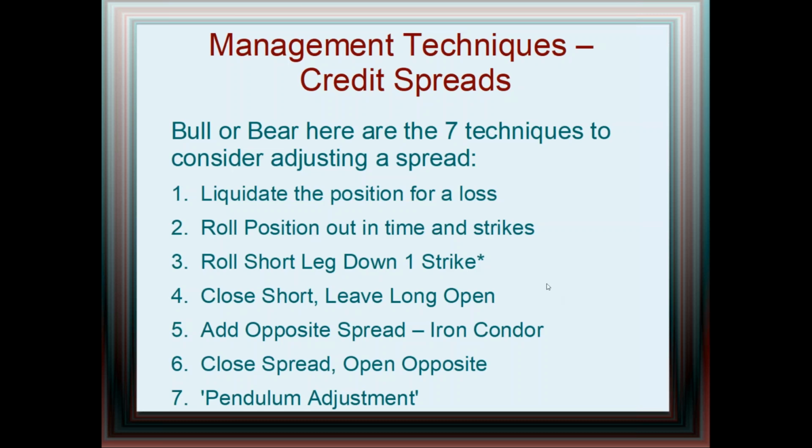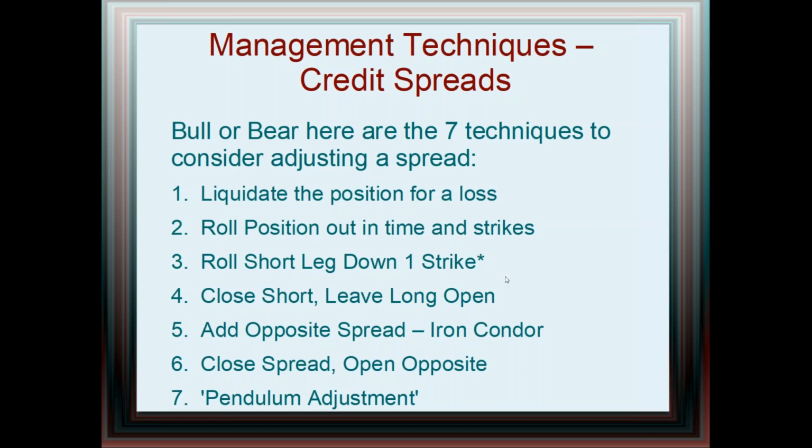Adjustment number 4: close the short and leave the long open. What do I mean by that? Well, the stock's starting to get threatened, moving against you. You close the short put or you close the short call, bull or bear, you close the short option and leave the long open. So in a bull put credit spread on CMG at 299.35, I'm going to pay a high premium to close the short put, but I leave the long open because my sentiment has completely changed and the stock falls. I have infinite profit to the downside. Or in a bear call spread, I have infinite profit to the upside.